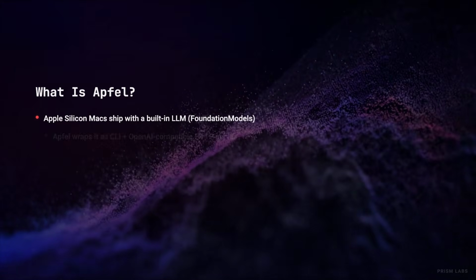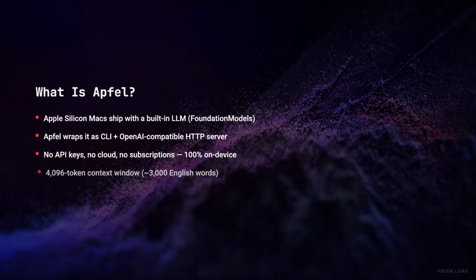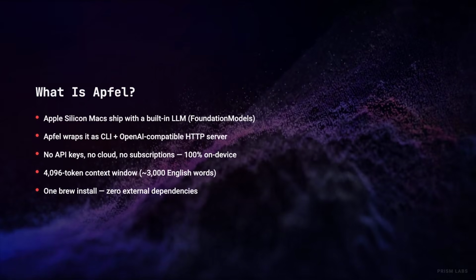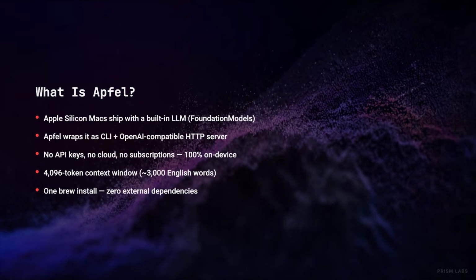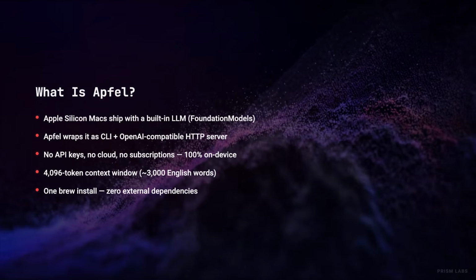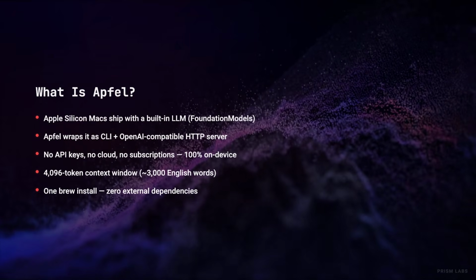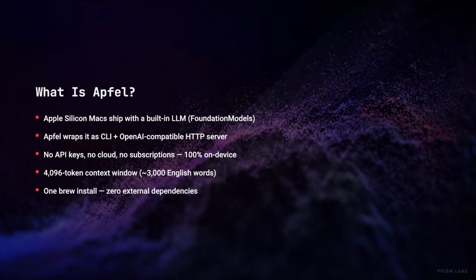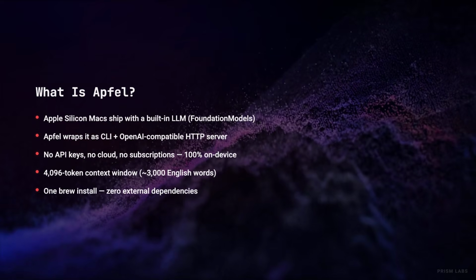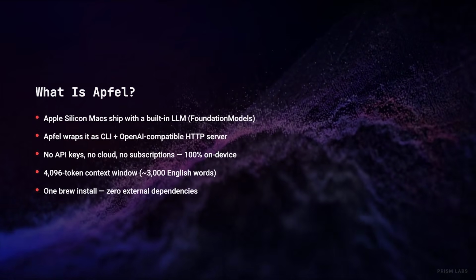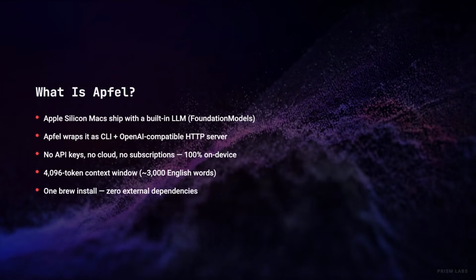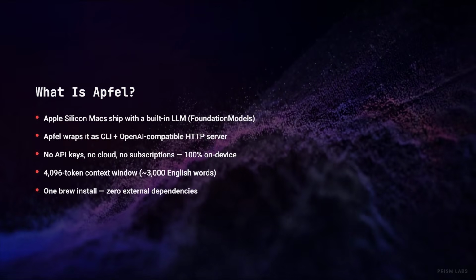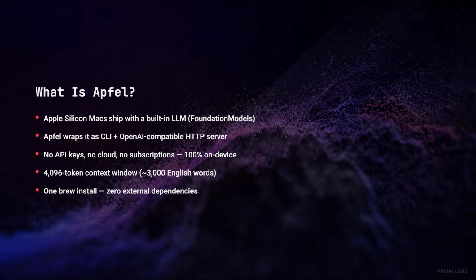Every Mac with Apple Silicon ships with a built-in language model as part of Apple Intelligence. Apple provides the Foundation Models framework starting in macOS 26 to access it programmatically, but most developers have no idea it exists, let alone how to use it. Apfel changes that. It's a Swift CLI and HTTP server that wraps the Foundation Models framework into something you can actually use, from the terminal, from scripts, or from any application that speaks the OpenAI API.